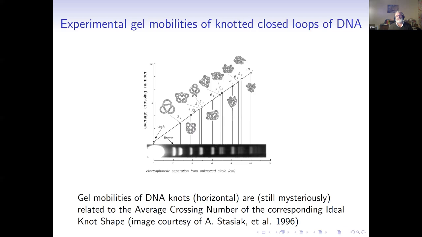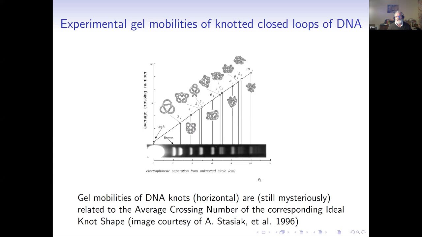But the thing is, then you've got this beautiful linear relationship. And so you said, so what is going on? That's data that was published in 1996 in Nature by this group. And then actually Andrei Stasiak showed us this data one day. That's what launched the stuff I'm going to describe to you in this talk.